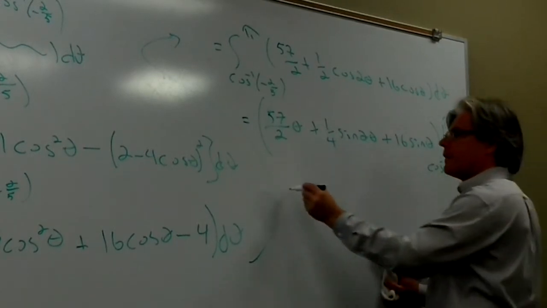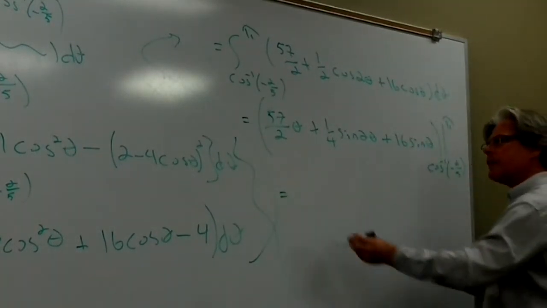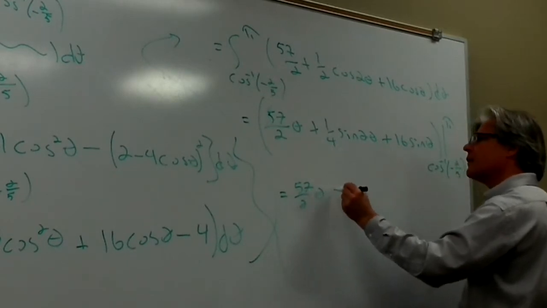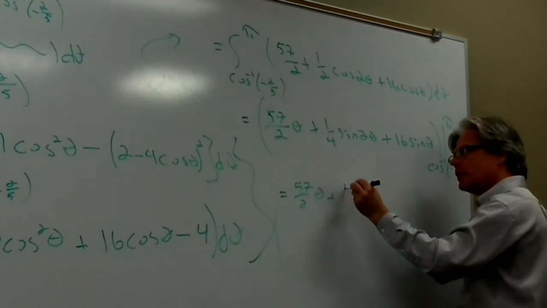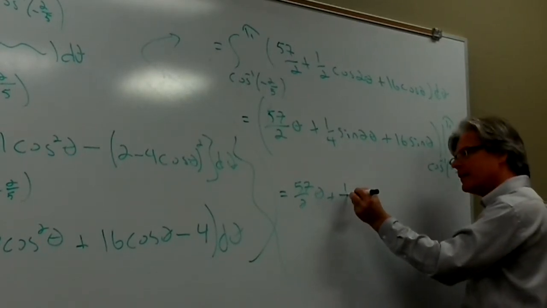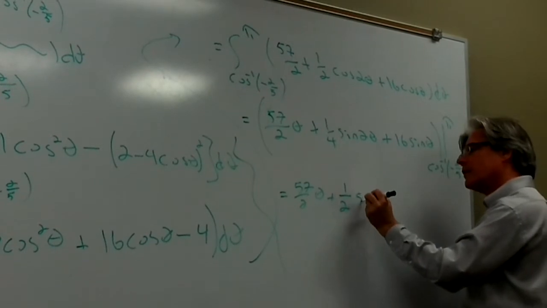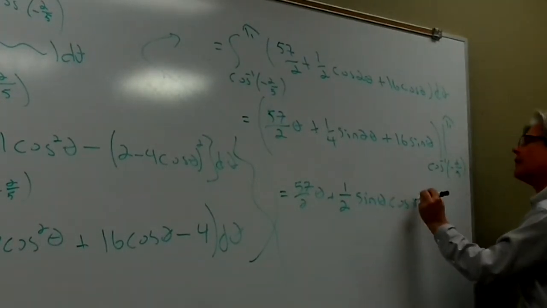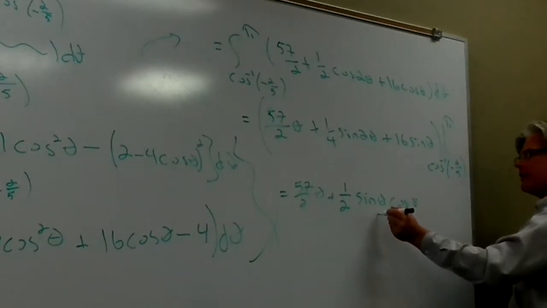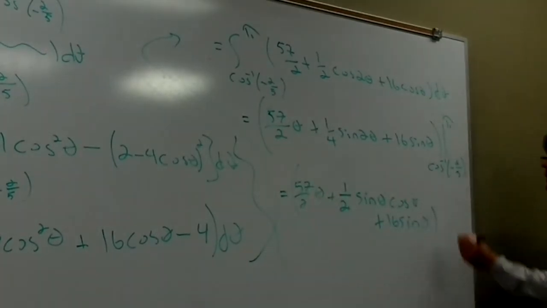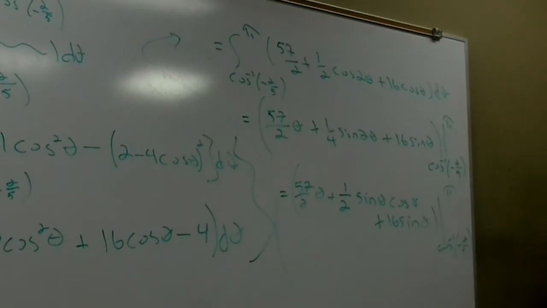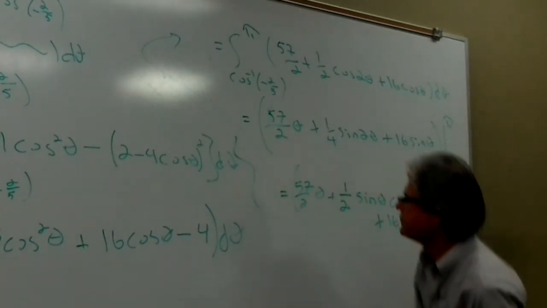I think that gives me the following: 57 halves theta plus, I got an idea, let's rewrite it in terms of theta: 1 over 2 sine of theta cosine theta, plus my 16 sine theta. And by the way, I'm evaluating from here to here.